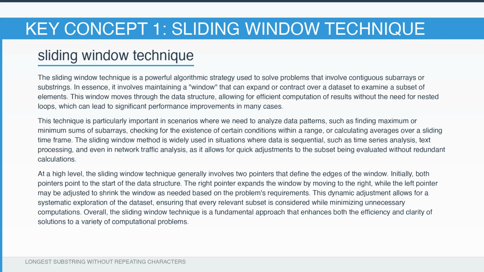At its core, the sliding window technique typically uses 2 pointers that define the edges of this window. Initially, both pointers start at the beginning of the data structure. The right pointer moves to expand the window, while the left pointer can be adjusted to shrink it when necessary. This dynamic adjustment helps us explore the dataset thoroughly, ensuring we consider every relevant subset while avoiding redundant calculations.